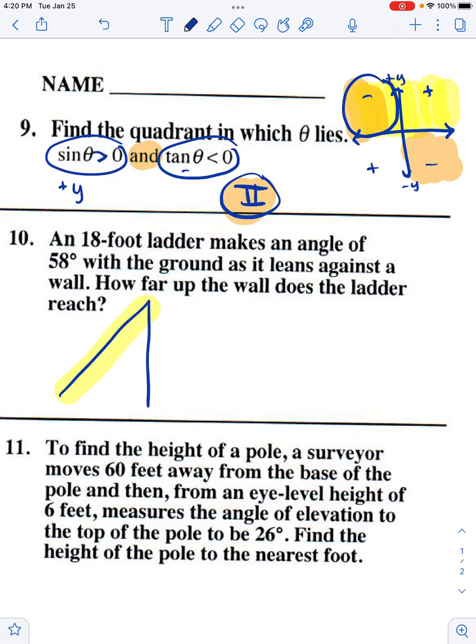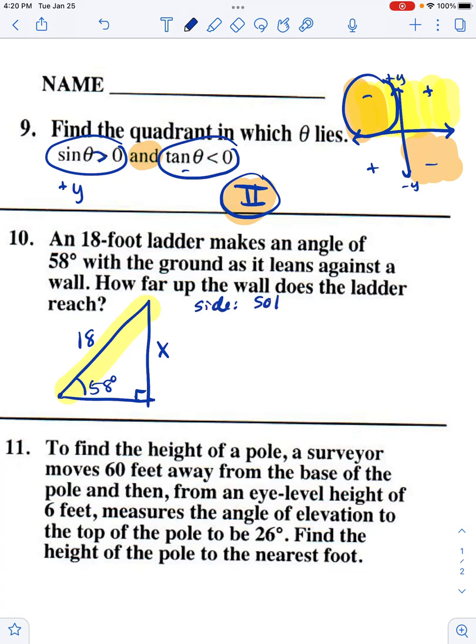Alrighty, an 18-foot ladder makes an angle of 58 degrees with the ground. Be logical, you guys. Ladders go slanty. The ground is right here as it leans against a wall. How far up the wall? So that's this. Does the 18-foot ladder reach?